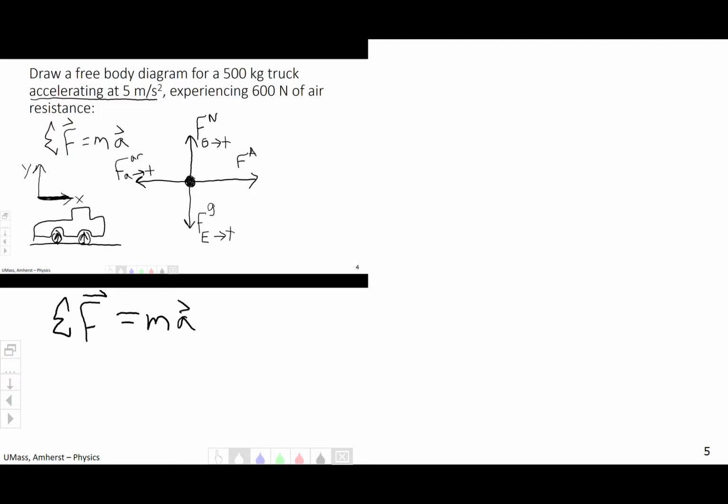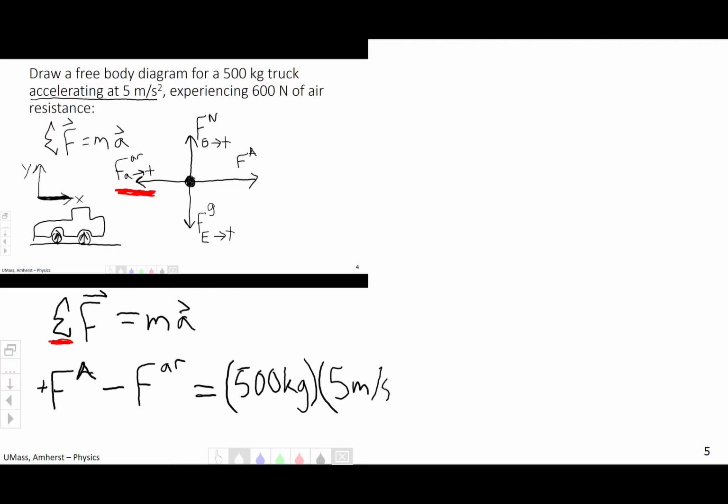Great. What does that mean realistically? Okay. So we're going to sum our forces. This sum right here is very important. So that means we're going to add all of our forces together. So first of all, we know that there is some force applied. And we're going to leave that positive right here because we know it's in the positive x direction. Now, here's something important. When we look at our air resistance force, we see that it's moving in the negative x direction. And what this means when we're doing our math is we're going to say it's negative force of air resistance, okay? Equals our mass, 500 kilos, times our acceleration. And that is going to be a positive 5 meters per second squared.